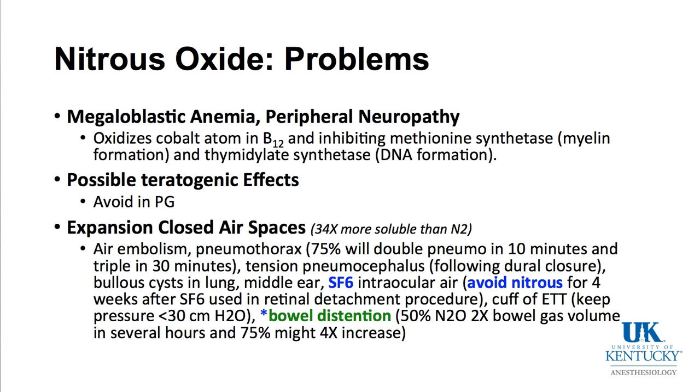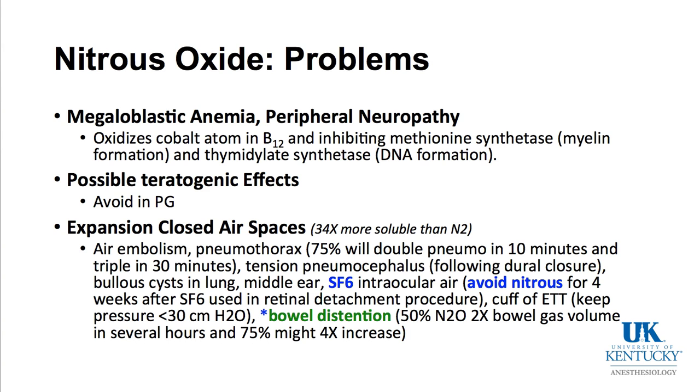There are some problems with nitrous oxide. One is chronic exposure can result in megaloblastic anemia and peripheral neuropathy because of oxidation of the cobalt atom in B12 and an inhibition of an enzyme called methionine synthetase, which is involved in myelin formation. If you're messing around with myelin formation, you could see how you could get peripheral neuropathy, and if you're messing around with DNA, you can see how you could get megaloblastic anemia. So a patient chronically abusing nitrous oxide could have huge red blood cells and a diabetic-like peripheral neuropathy. There's some possible teratogenic effects, and we often will avoid nitrous oxide in pregnancy.